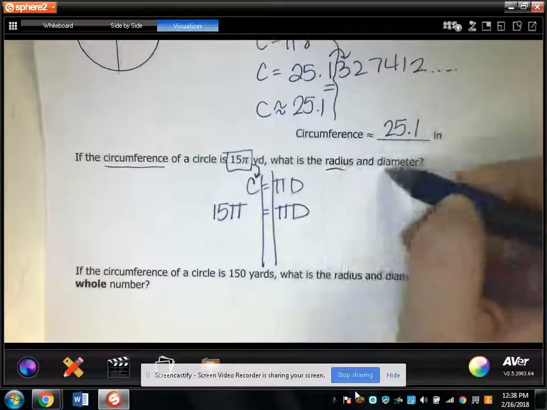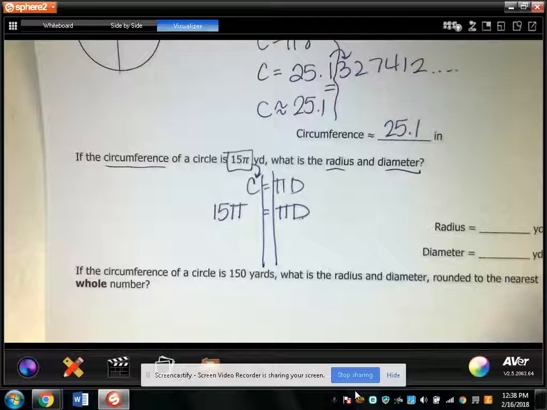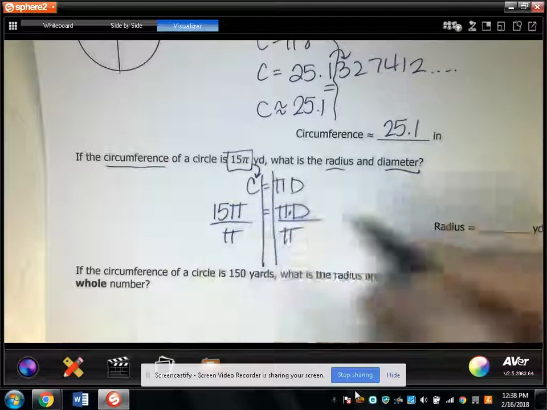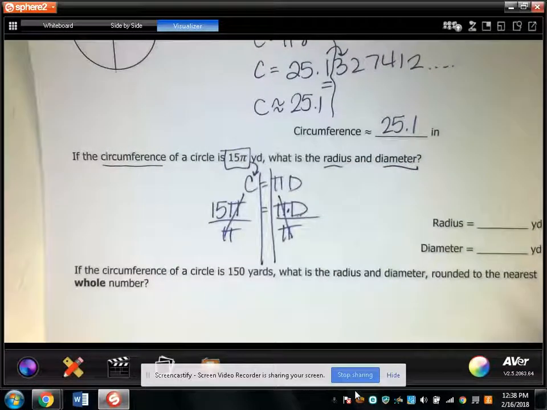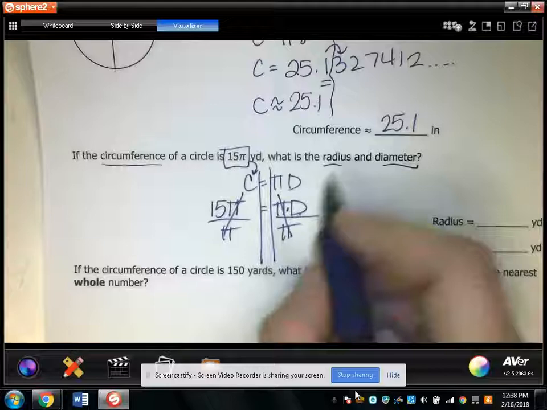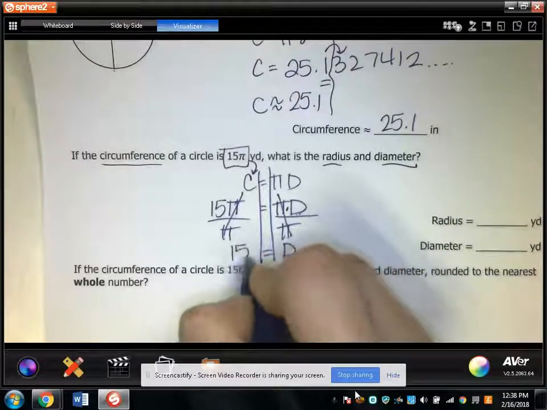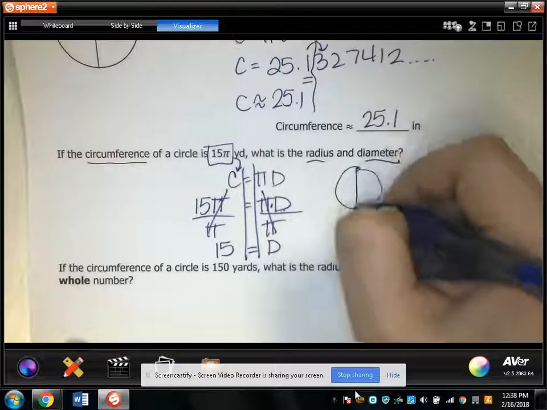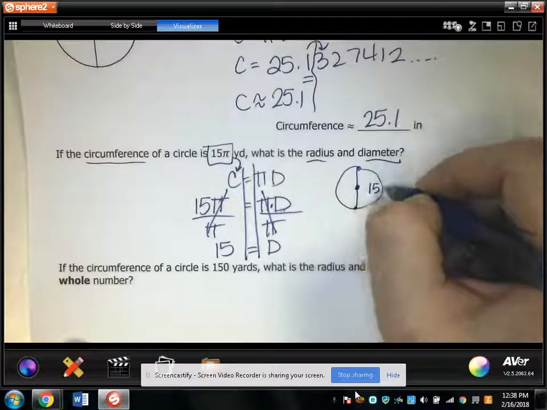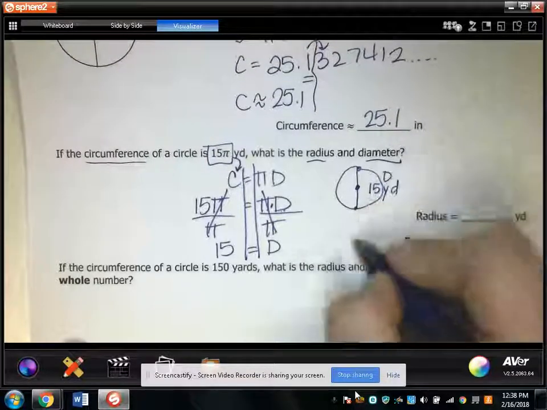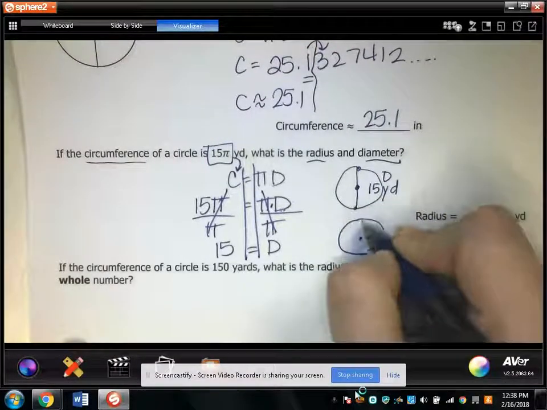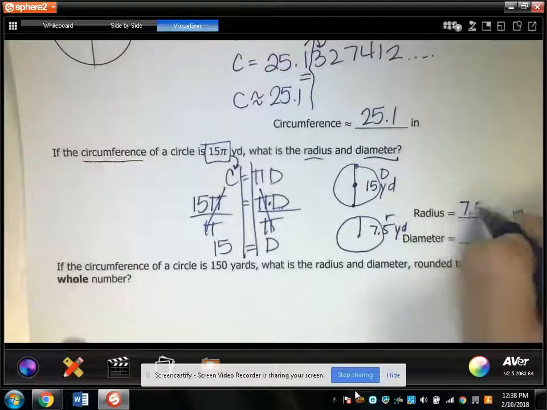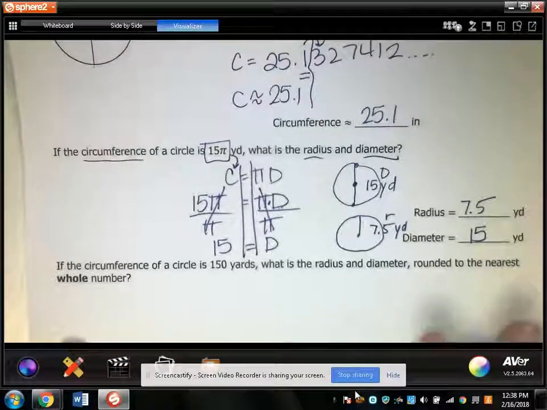Now I want the radius and the diameter. I can solve for the diameter right now because it's being multiplied by pi. So I could divide both sides by pi. Pi cancels out on both sides because pi divided by pi equals 1. So I have the diameter equals 15, which means that from one end of the circle to another, passing through the center of the circle, the distance is 15 yards. That's the diameter. So then, therefore, the radius, which is half of that, would be 7.5 yards. So the radius is 7.5 yards and the diameter is 15 yards.